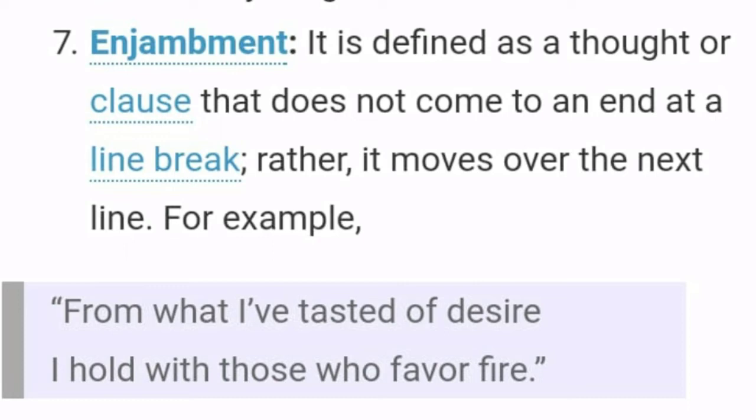It's also not very common, but when it comes, I must explain to you. Enjambment, E-N-J-A-M-B-M-E-N-T. It's a thought or clause that does not come to an end at a line break. When the line breaks, it does not end there in the poem. It moves over to the next line.